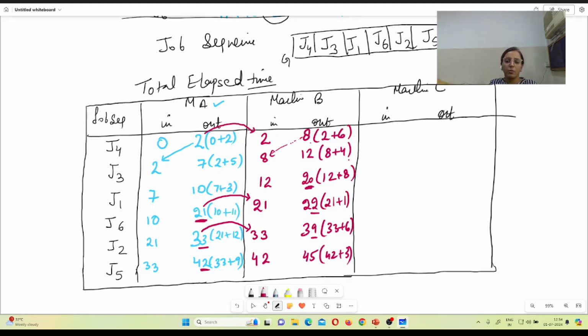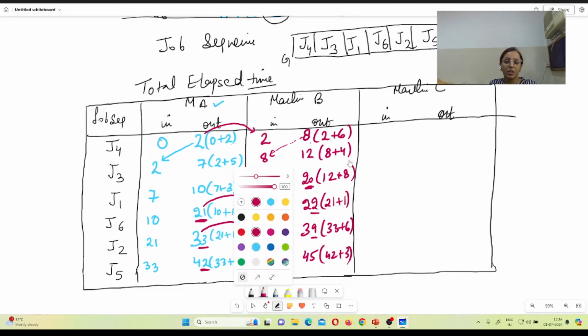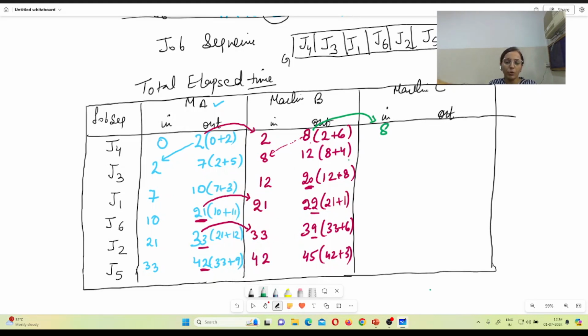Use your mind properly before starting. Again, machine C's work will start only when machine A and machine B work get completed. And machine B's work is completed at 8. So when it is completed, then only we have to start our work. Right now, this 8 will come up as the starting point. That means we have to write 8 over here. I hope you're getting it.